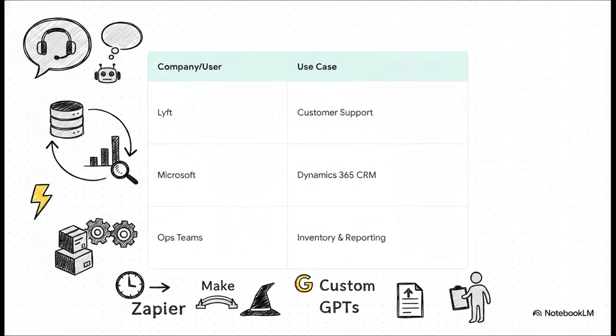And the best part is, you don't even need a massive enterprise engineering team to pull this off. Everyday operations teams are out there using no-code platforms, tools like Zapier, Make, Custom GPTs, and Lindy to handle things like inventory, complex scheduling, and reporting. You get to see the nuts and bolts of what actually makes these deployments work today.